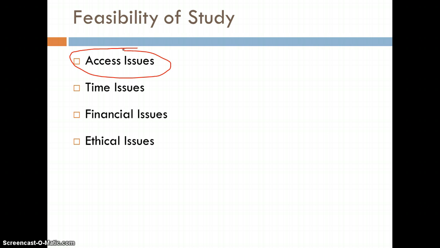That could be access to people that you need to interview. That could be access to the literal data, like maybe you need test score information from a school district, or it could be access in terms of geography.